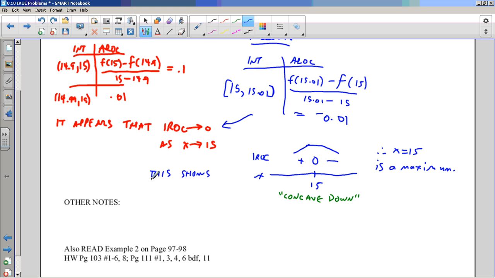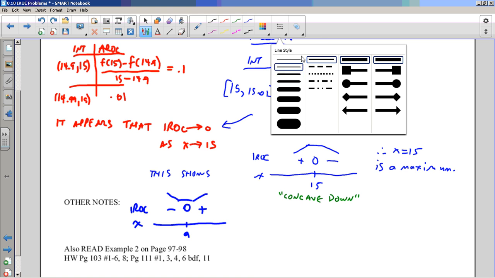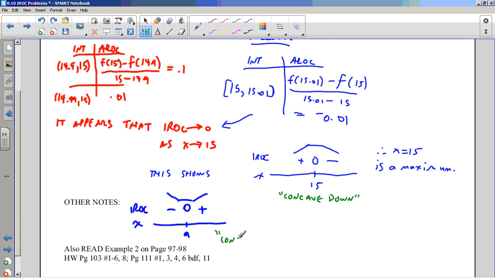If I had a similar thing, and I had some value a, and the IROC was 0 at a, I calculated that, but it was negative and then positive. That means it was decreasing, 0, then increasing. Then I'd have this smile shape. It's called concave up. And that's what that collection of information shows.